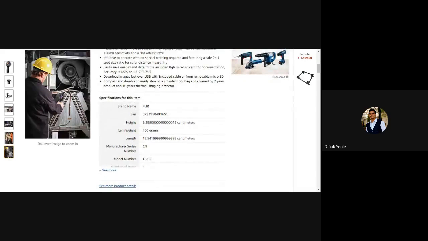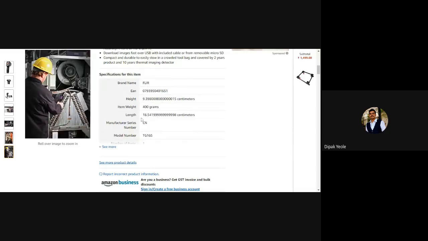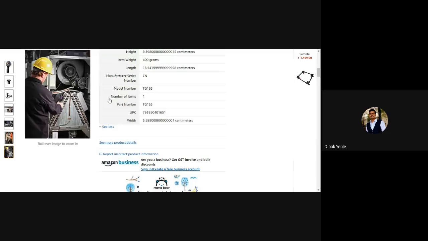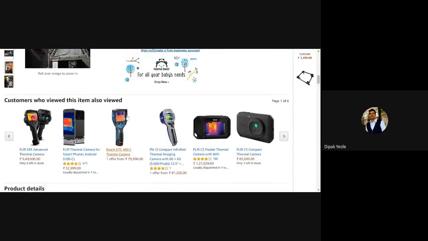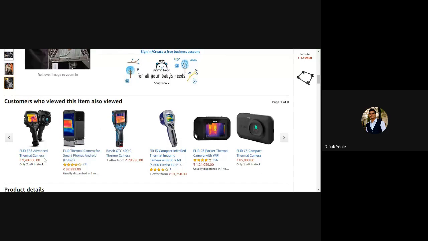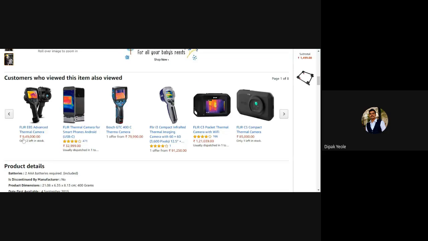Yes, and height is also available. The length is also available. Yes, and the part number they have given. And I guess there can be a warranty also for this particular thermal camera. Yes, so here you can see the advanced thermal camera, and you can see the cost also. So it carries a cost of 9,49,000.